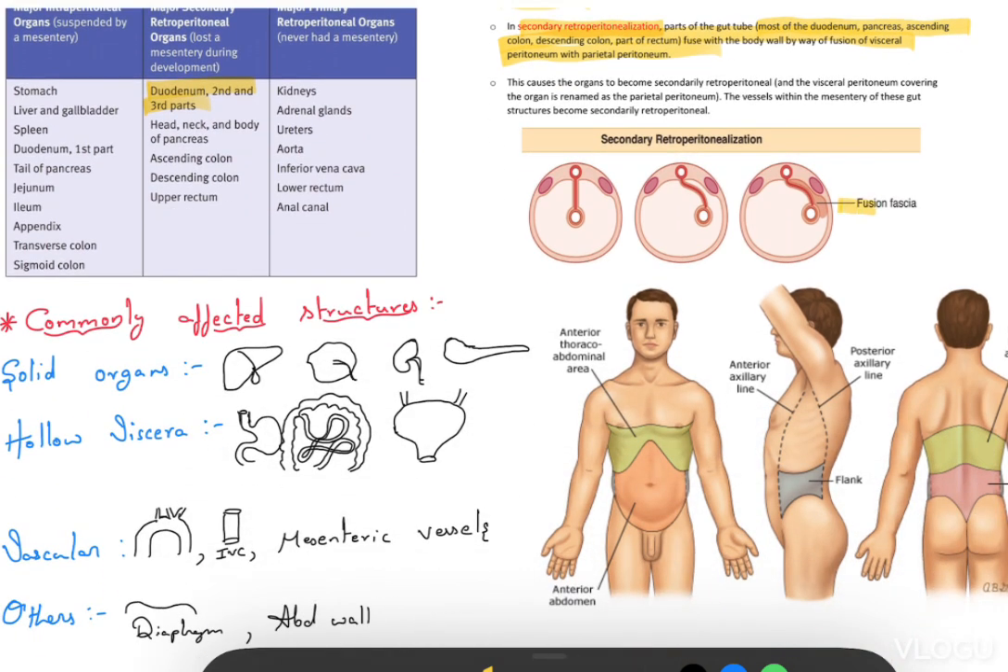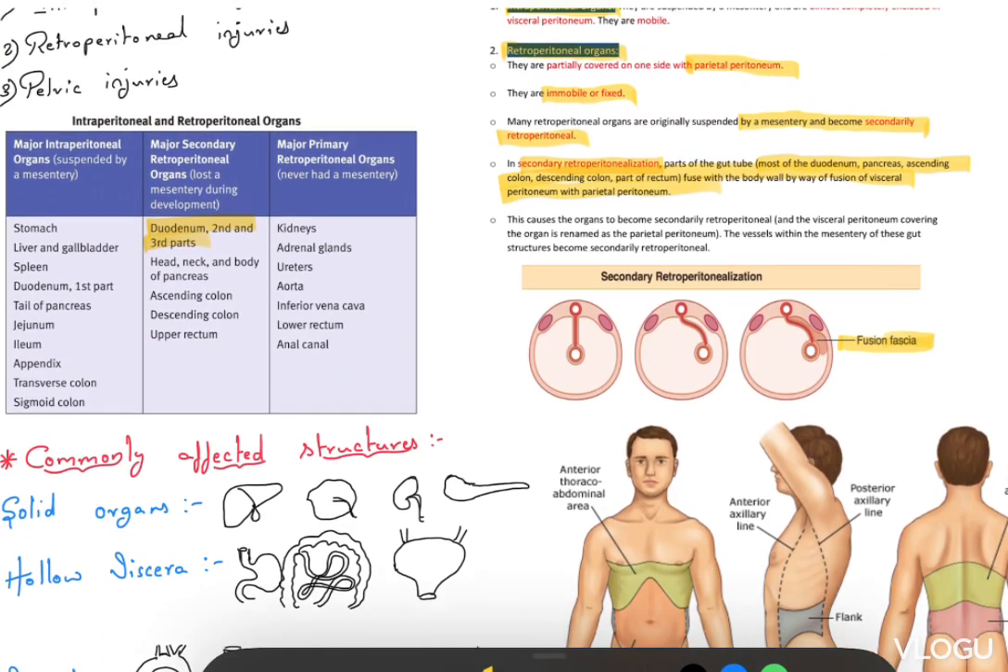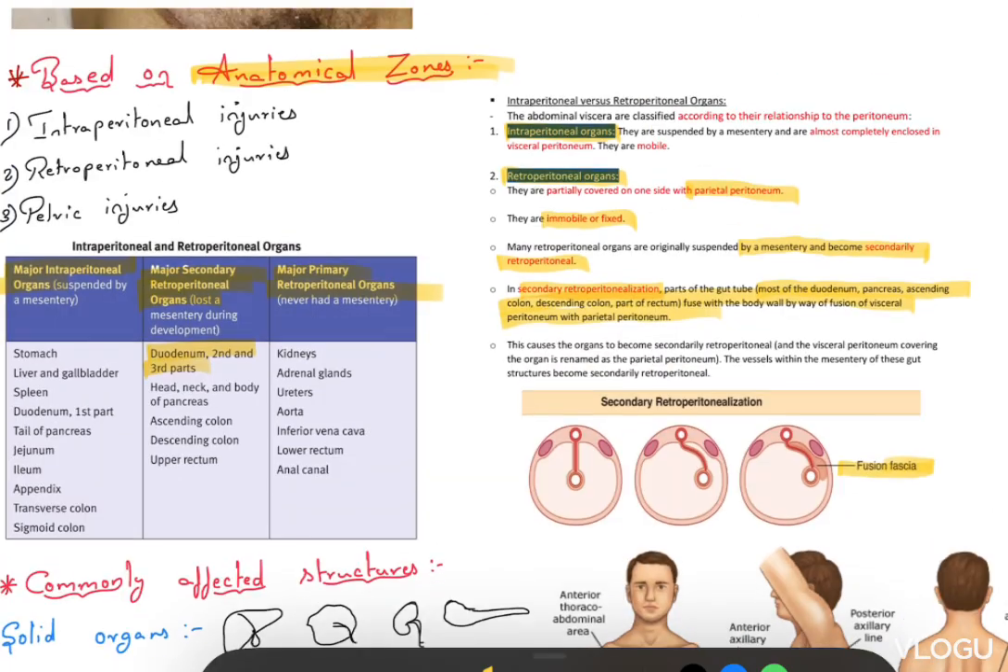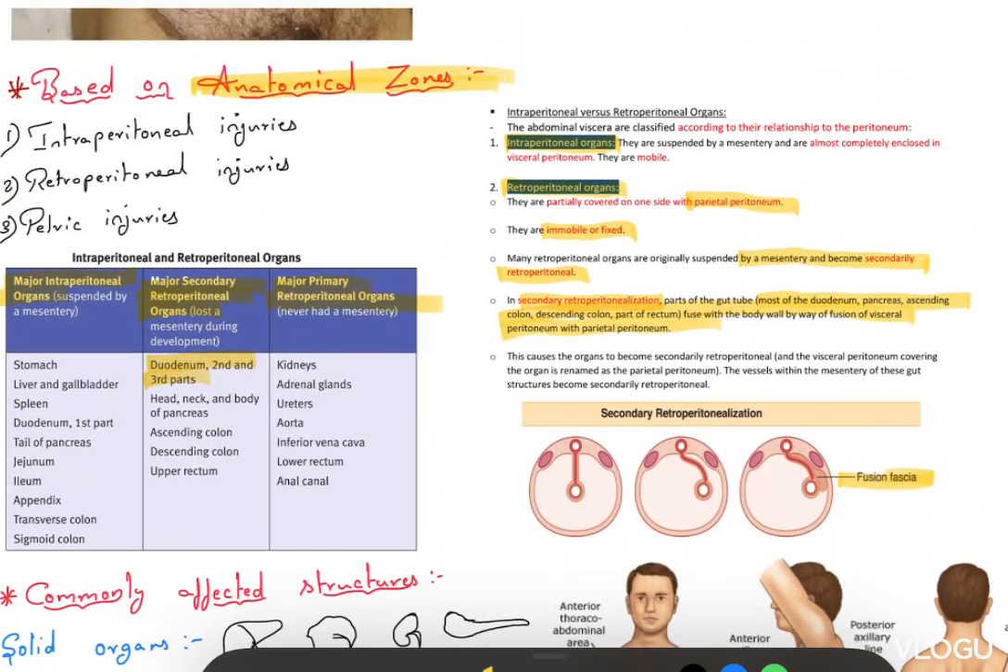Okay, so here this is the main fusion fascia we can see in secondary retroperitoneal structures, because it is covered by a mesentery and becomes retroperitoneal. Here we can see major intraperitoneal organs, these are major primary retroperitoneal organs, and these are the secondary retroperitoneal organs. I already mentioned these before. So intraperitoneal organs, retroperitoneal organs, and pelvic injuries are very important in abdominal trauma.